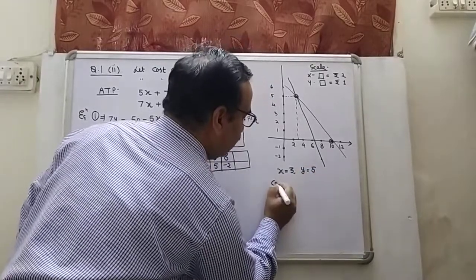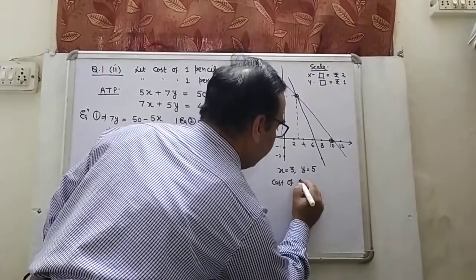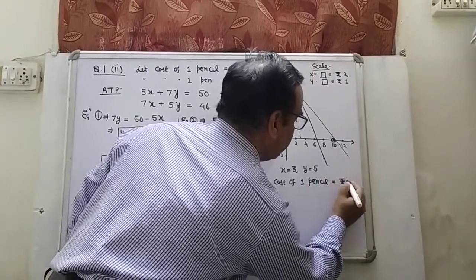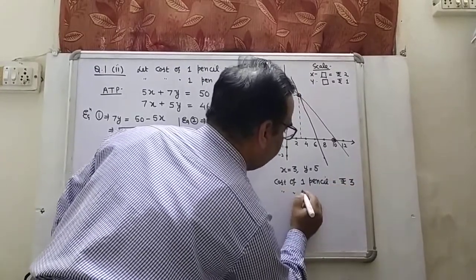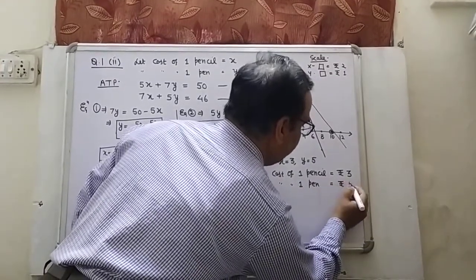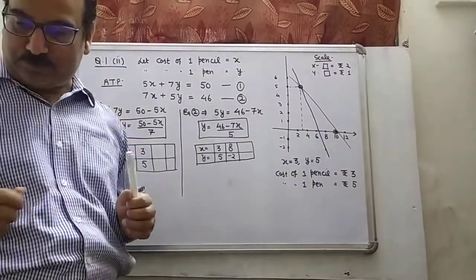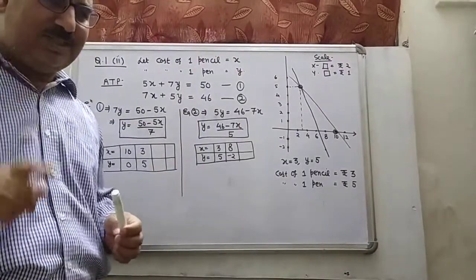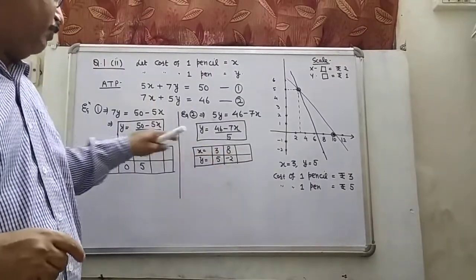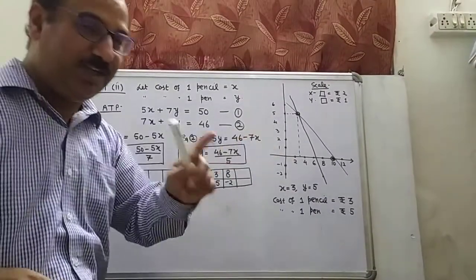So you can say the cost of one pencil is equal to rupees 3 and the cost of one pen must be equal to rupees 5. So in this manner, you can plot the graph. I'm taking one more case, but I'll simply form the equation and you yourself have to find the values of y for corresponding values of x, and then plot the graph.